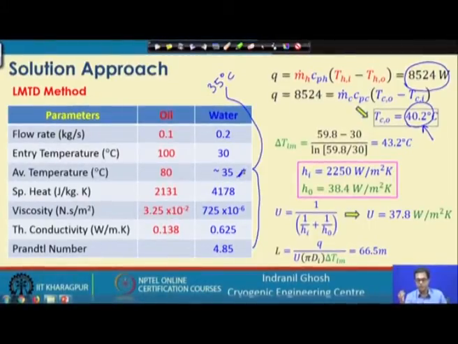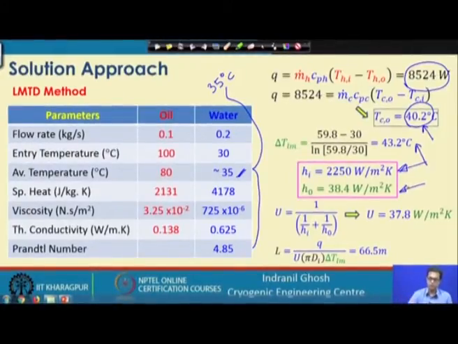So, it was a good guess, and based on that we have solved the delta T Lm, the overall log mean temperature difference, and based on the geometry of the tube, we have been able to find out the internal heat transfer coefficient as well as the external heat transfer coefficient.